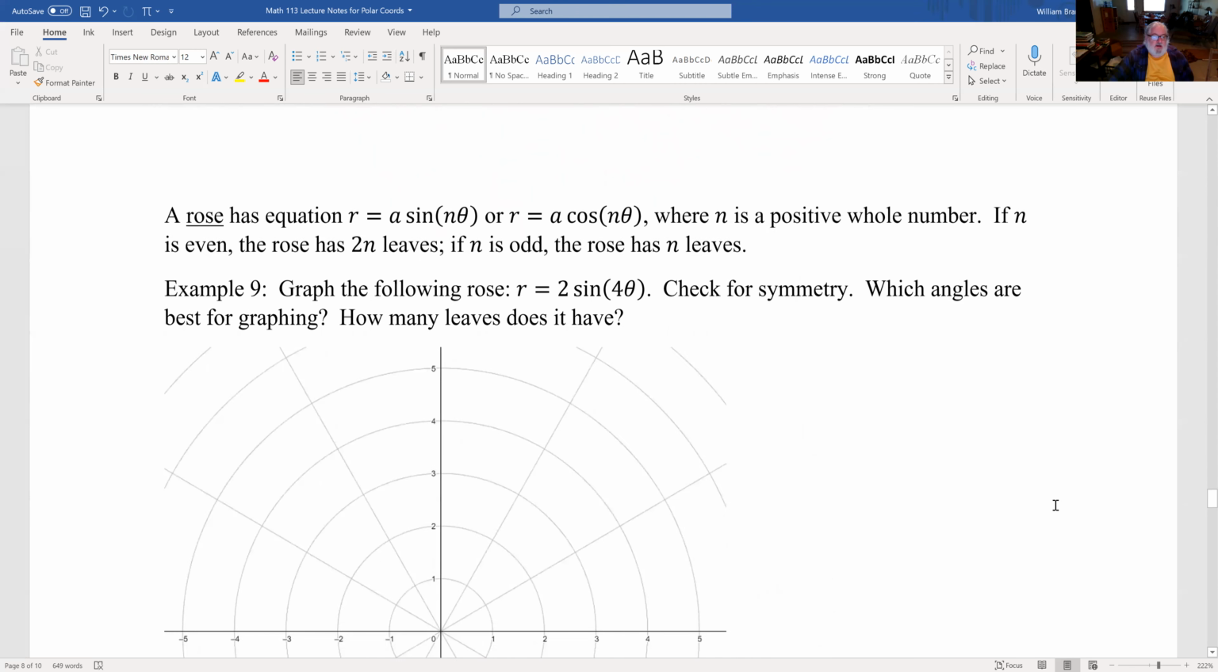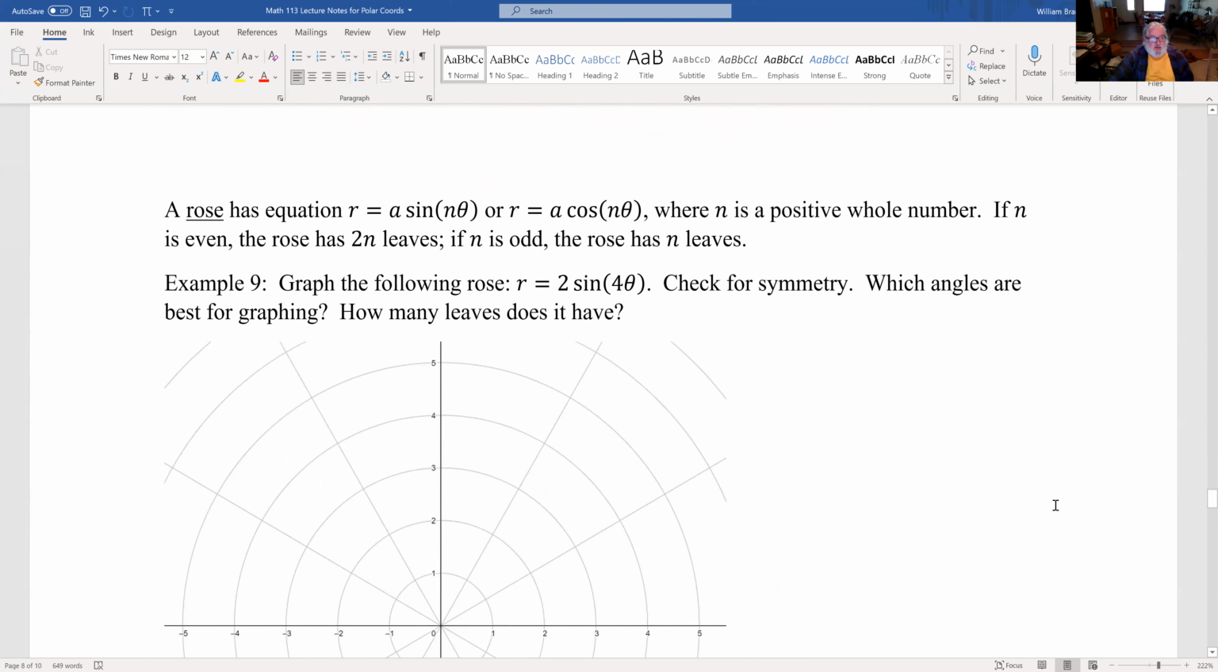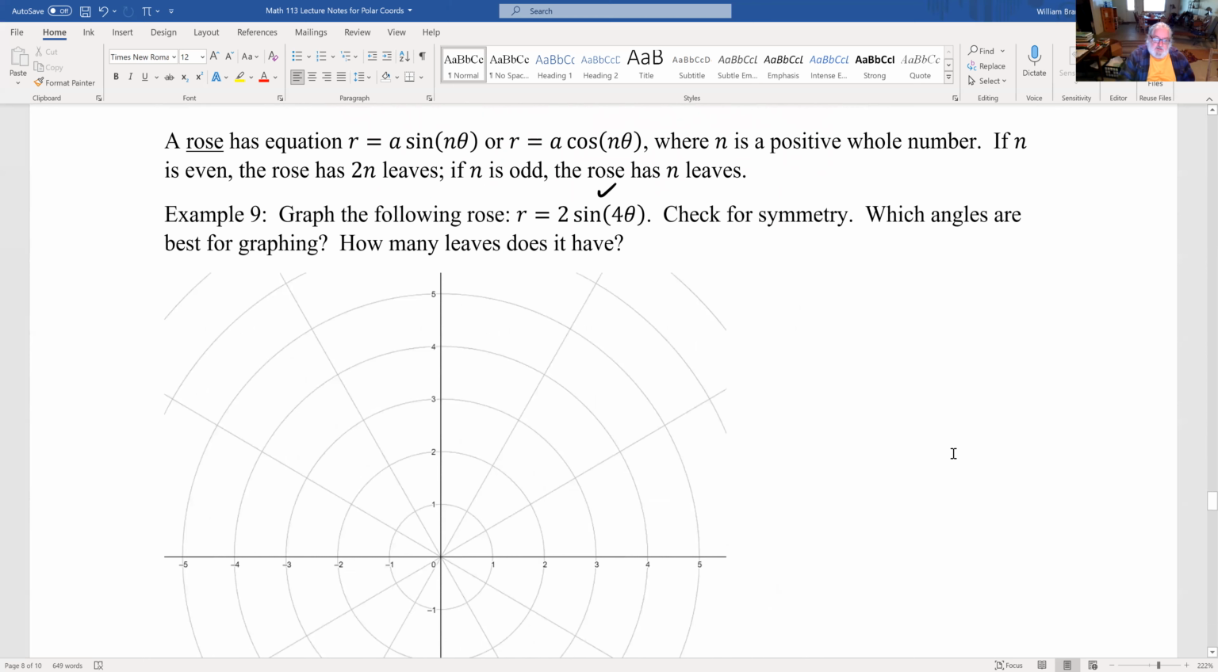Roses: r equals a sine n theta, r equals a cosine n theta, where n is a positive whole number. If n is even, you have 2n leaves. If n is odd, you have n leaves. Again, this is a straight-up sine function, so the symmetry tests aren't going to work. Oh, it does actually. The origin does.